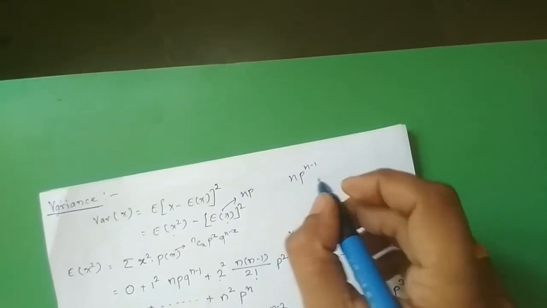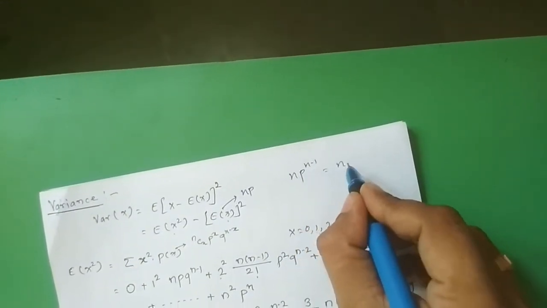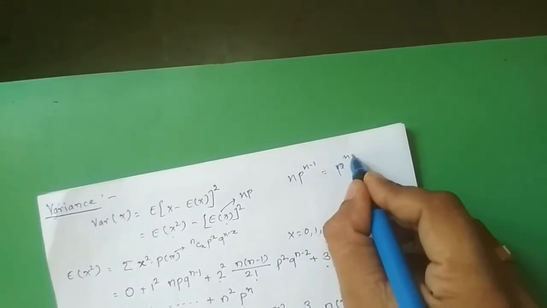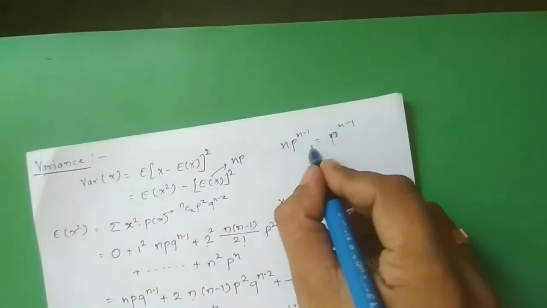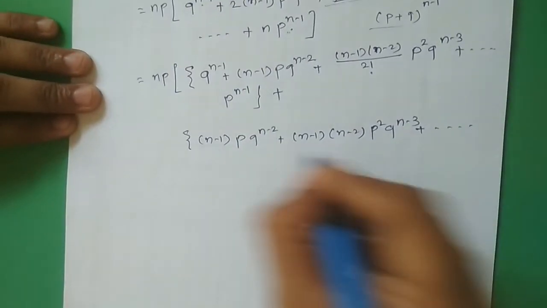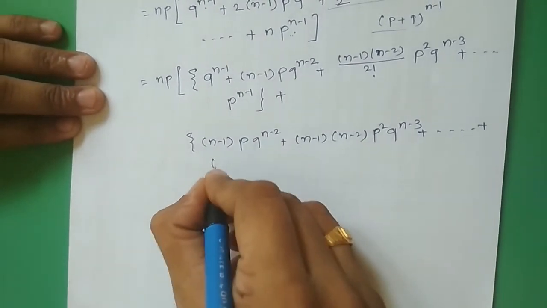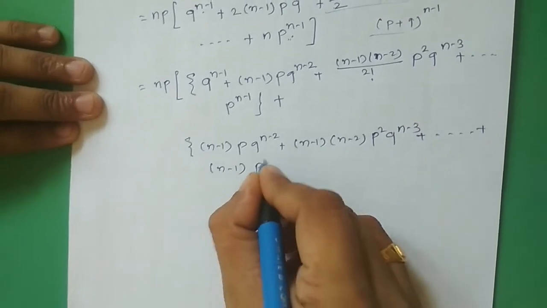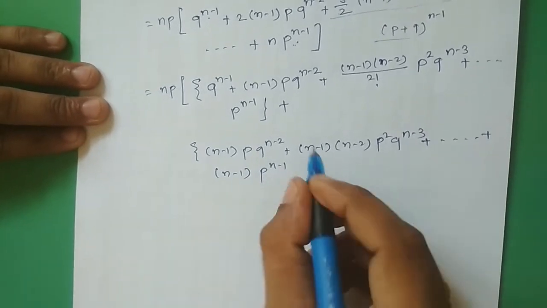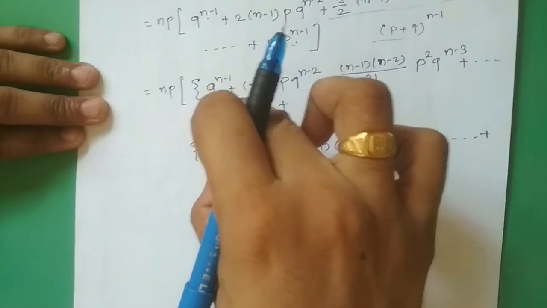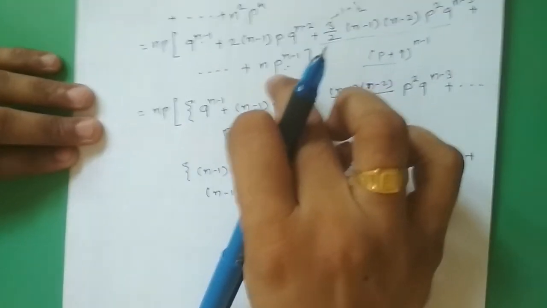The whole term is a n p raised to n minus 1, and we want only a p raised to n minus 1. So what will be the remaining term? It's going to be a n minus 1 p raised to n minus 1. Okay, so again if you simplify these two terms, then you will get the same term.